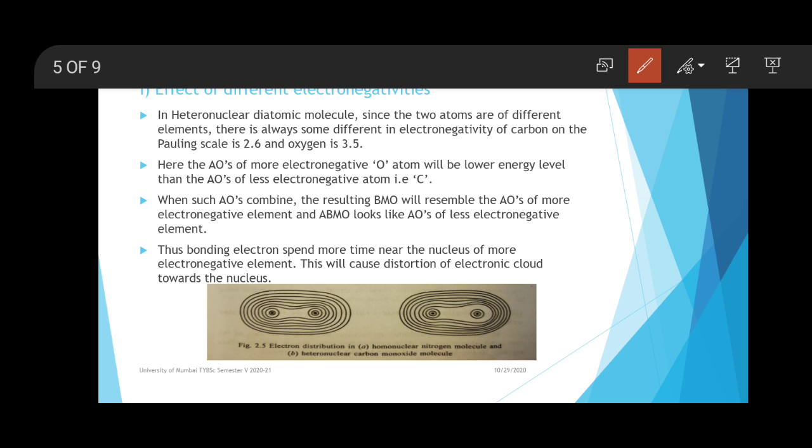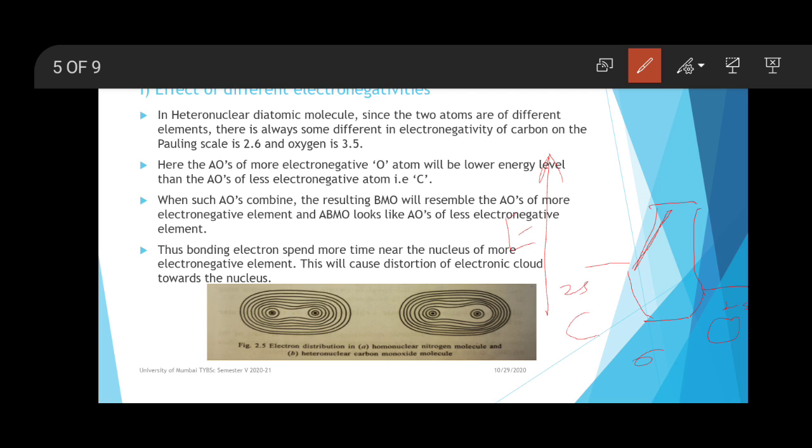Suppose this is a carbon atom and this is an oxygen atom, and these are the energy levels of the carbon and oxygen atoms. Let's say this is the 2s orbital of carbon and this is the 2s orbital of oxygen. You can see here that the energy level of carbon is higher than the energy level of oxygen. So when these two atomic orbitals combine, there is formation of two molecular orbitals. One will be a bonding molecular orbital, another will be an antibonding molecular orbital. Right?